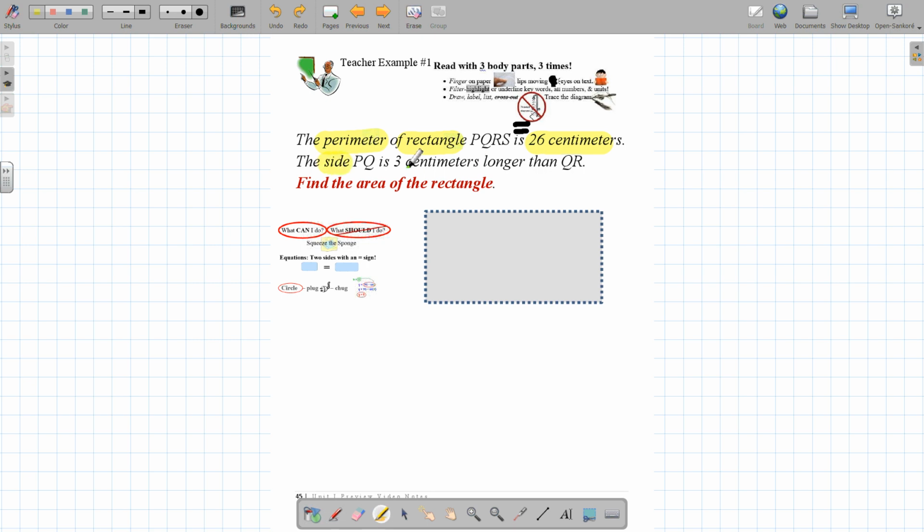PQ is 3 centimeters longer than QR. So this is X. That means longer than, that's a plus concept. So this is X plus 3. We don't know this, but this is X plus 3. And what I do know is that the entire perimeter is 26 centimeters. Ready? I've accounted for the rectangle. Cross it out. I've accounted for the perimeter being 26. PQ, 3 centimeters longer than QR.